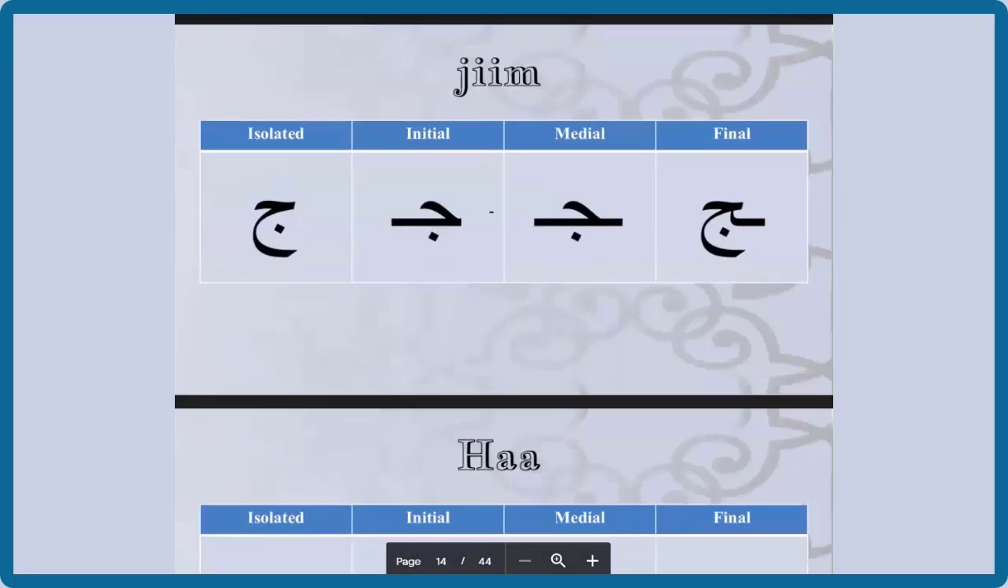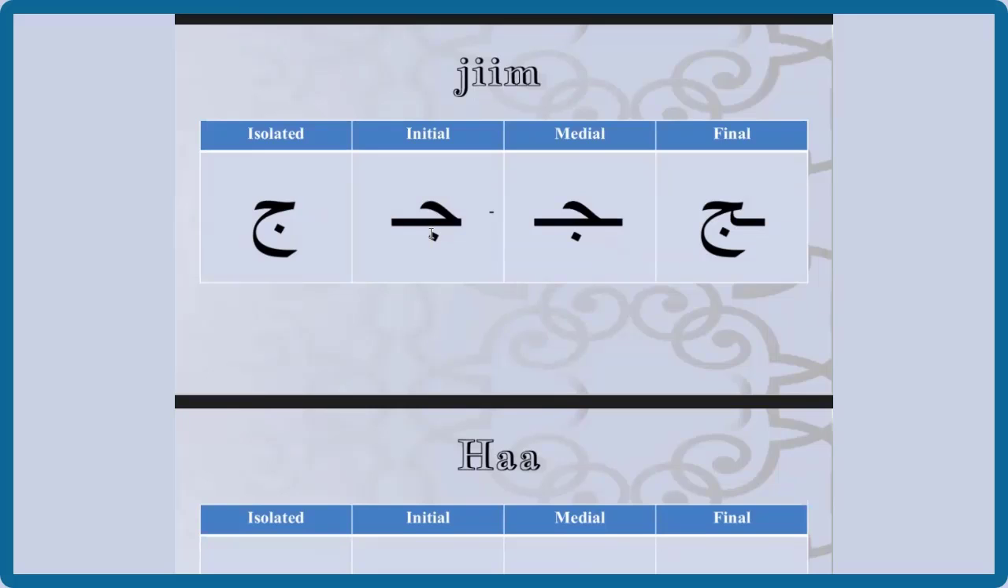So now the next letter is Jeem. This is Jeem, a straight line and a C, right? And we can see that Jeem has a J sound, like jug, right? So Jeem is a straight line and a C with a dot in between. What would be the initial form of Jeem? You can see it in this way, right? Like a straight line and again a straight line, but with a dot at the bottom.